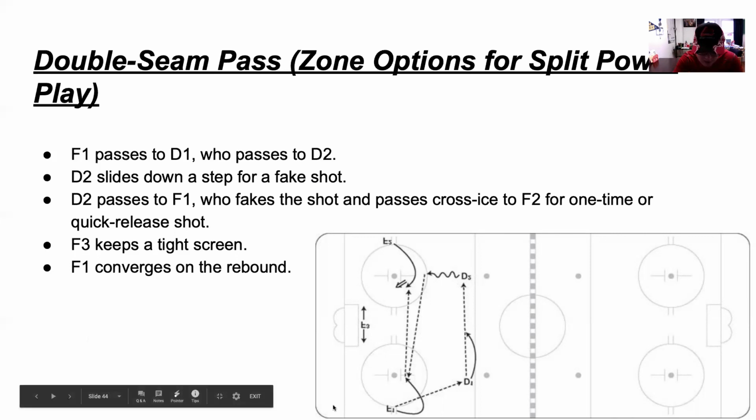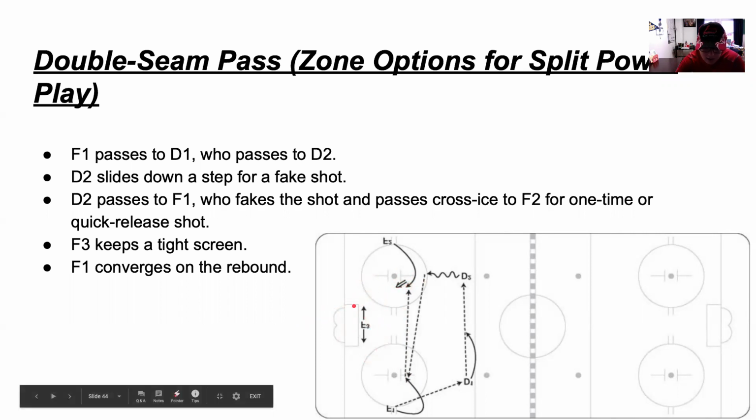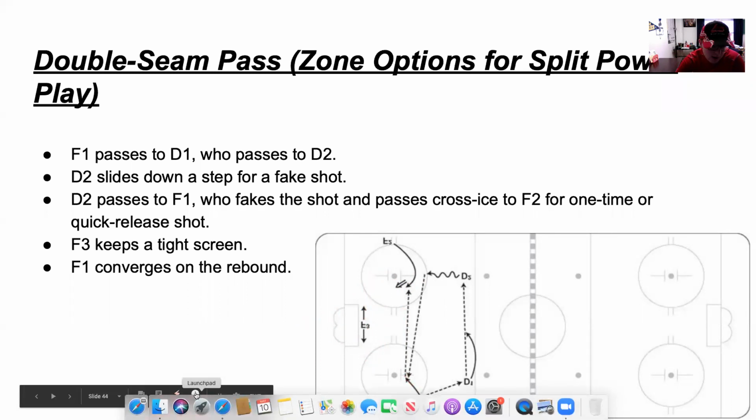Sorry, these are backwards, but we'll have to look. So F1, right? F1's going to look right here. Okay, F1's going to pass to D1. D1's going to pass to D2. D2 is going to come down, make that fake shot, and then pass back to F1. And then F1's going to fake the shot and pass back to F2, and then F2 is going to take that one-timer. F3 is going to screen the goalie when this happens, and F1's going to come down for the rebound.